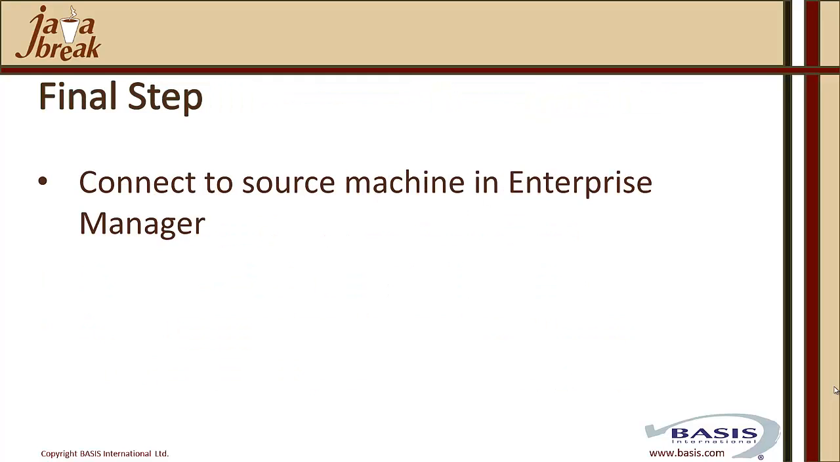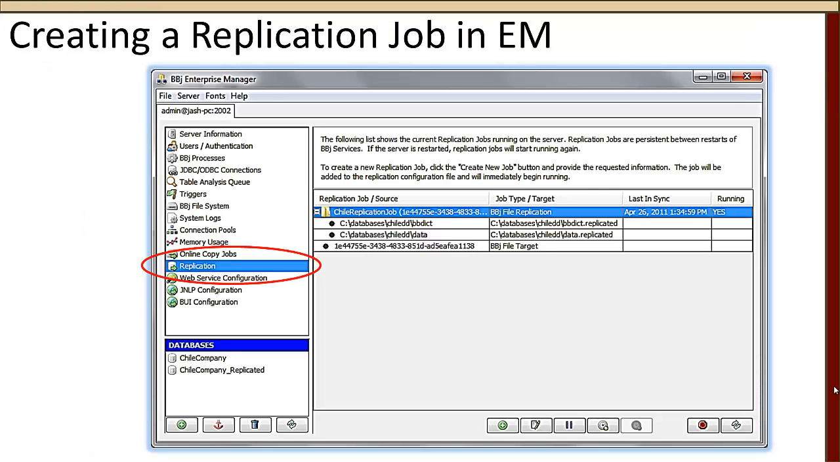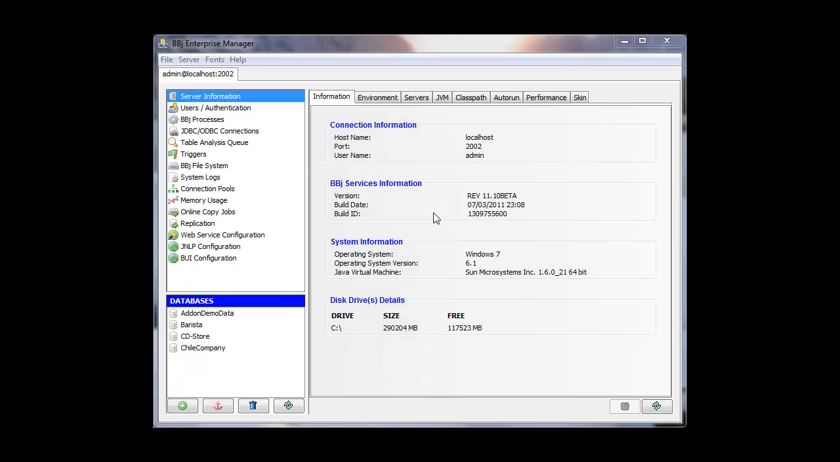The last step is to configure your replication job, and you're going to connect to the source machine in Enterprise Manager. Jeff will take us through the process, and what he's showing you is what's going on inside Enterprise Manager to set up and execute replication. Jeff is going to take a few moments and walk us through the process. Jeff? Creating replication jobs in BBJ is really quite easy.